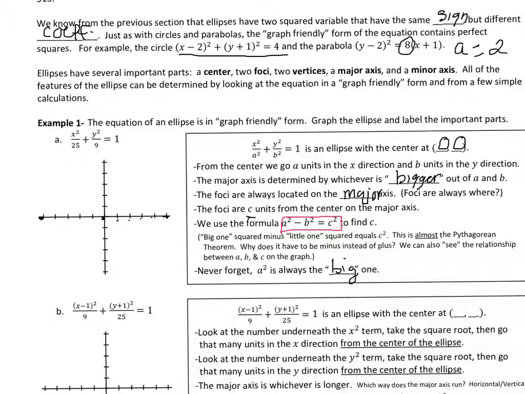So the x-axis is the major axis. Yeah, in this case the x-axis is the major axis on our ellipse. Now, how far do we go in the y direction? We go 3 in the y direction. So we go up 3 and down 3, and that is your minor axis.